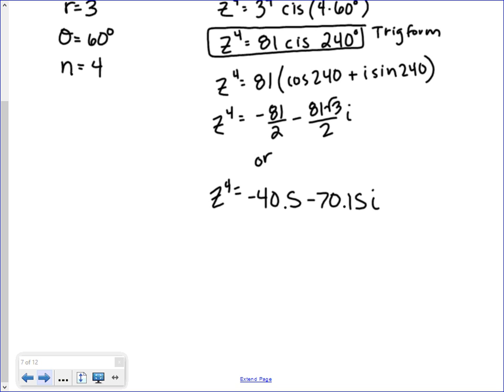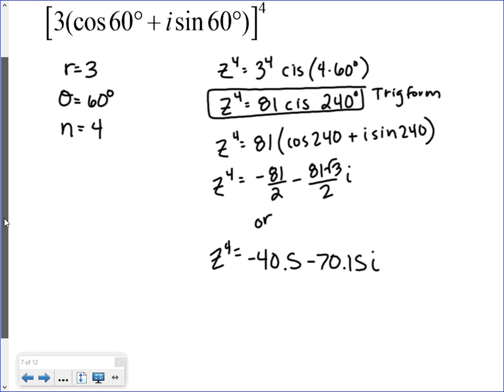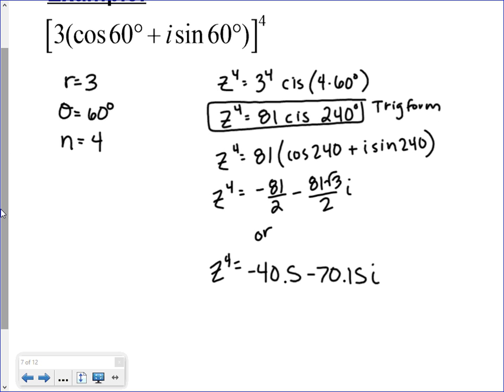So on these problems in this section, if you're doing powers and roots, I'm totally okay with you giving me decimal answers. So if you want to skip the unit circle piece on these, I'm okay with that. If you gave the negative 81 halves minus 81 square root 3 over 2i, that's okay. That works perfect. That's an exact answer. But I'm also okay in the rectangular form if you just do the cosine 240 in your calculator and multiply it by that 81, and the sine of 240 in the calculator, multiply by 81.